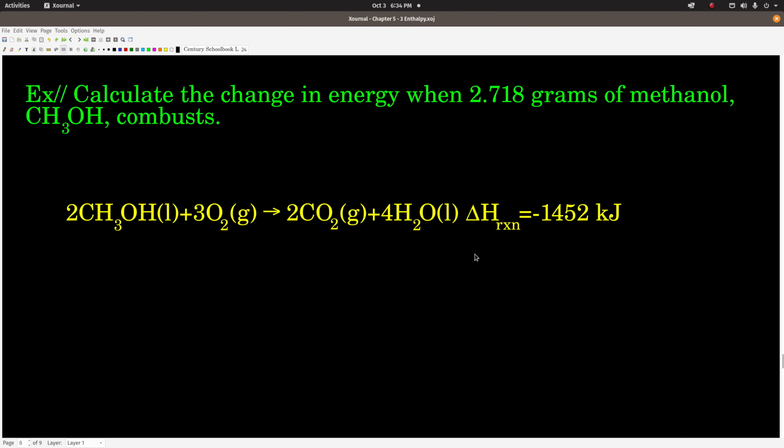So let's do it. We want to calculate the change in energy when 2.718 grams of methanol, CH3OH, combusts. You're given the thermochemical equation, a balanced equation, as well as the heat of reaction. So why don't you work this out? Pause the video, work this out, and come on back when you've got an answer. Welcome back. Let's see what we got.